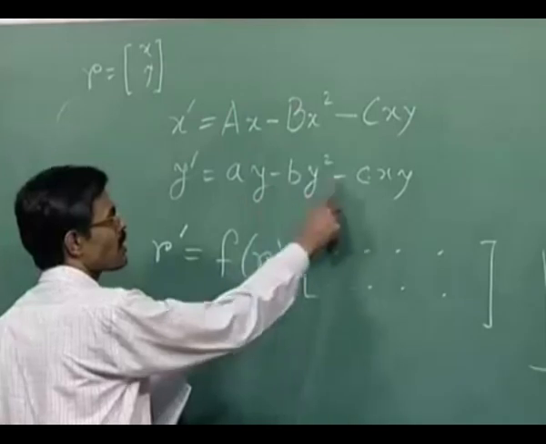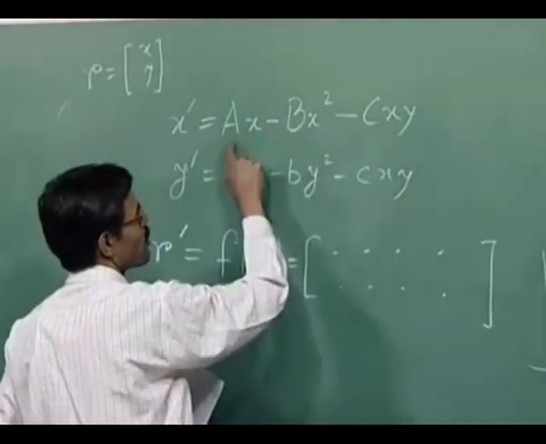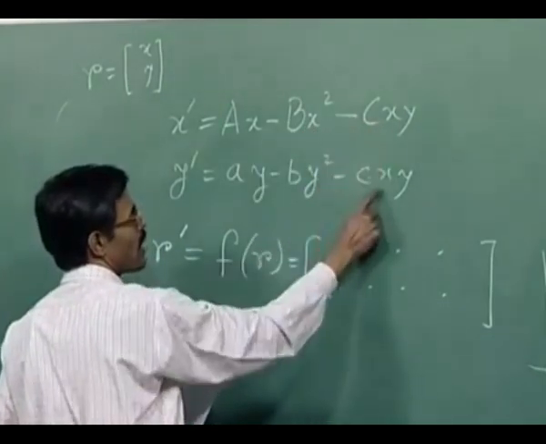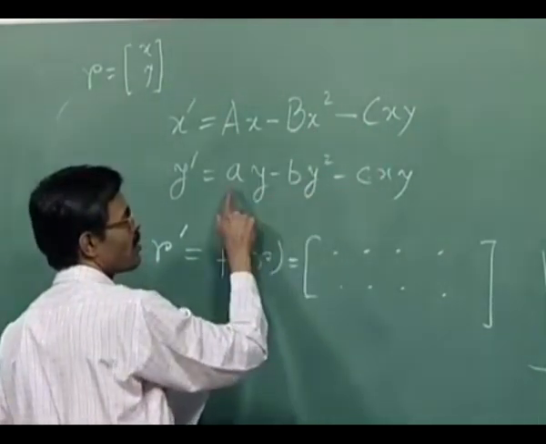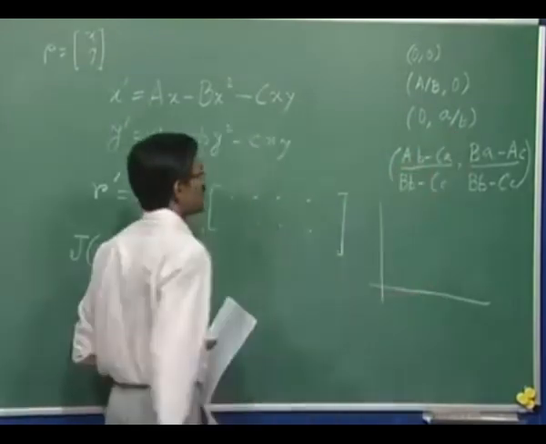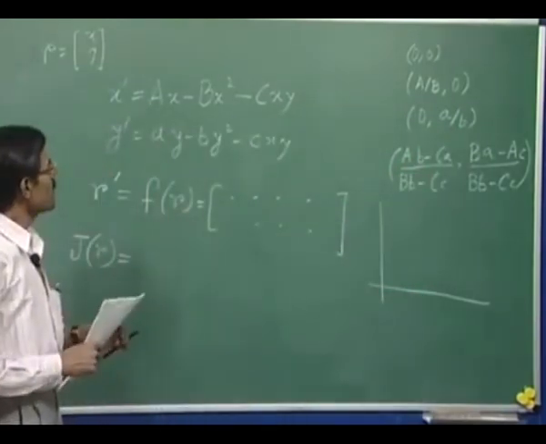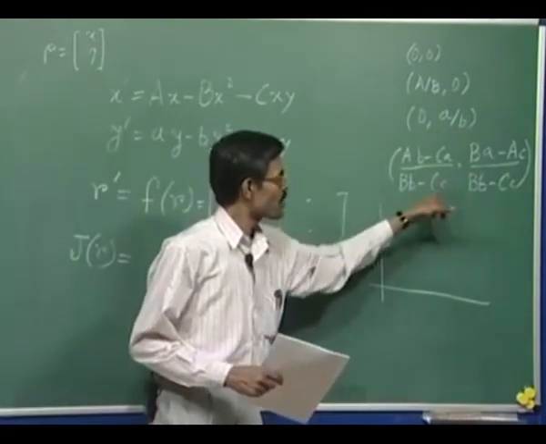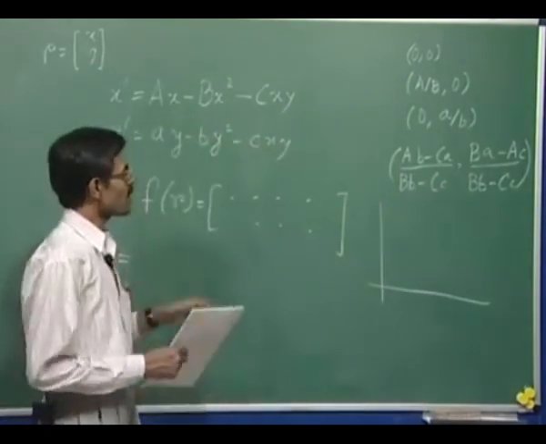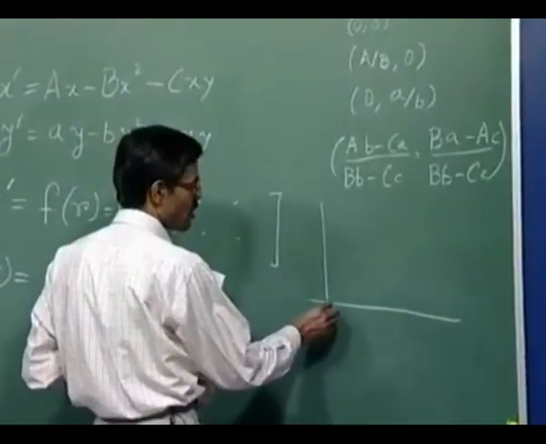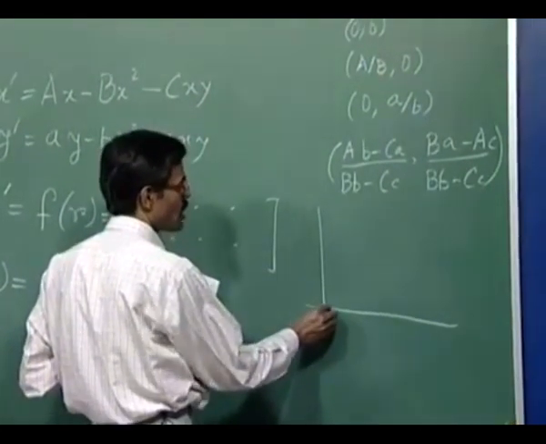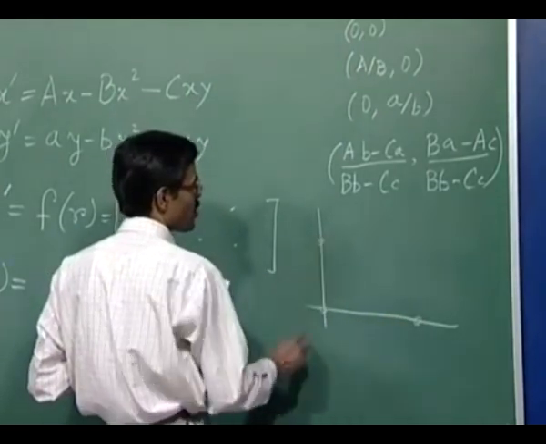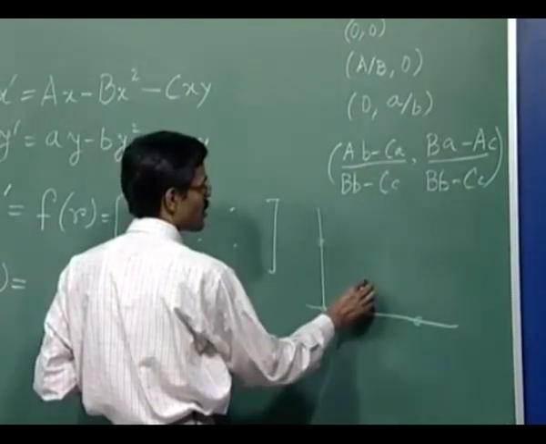So, if y is 0, then this is satisfied and this is 0. So, x is a by b, and if x is 0, then this is satisfied anyway and this is 0. So, y will become small a by b, that gives you this. If neither x nor y is 0, then the solution is a little complicated, but you can see that substituting this you will find that these two equations are satisfied. So, these 4 points will fall here: origin, capital B by capital A 0, 0 small a by small b, and the fourth one will be somewhere here.